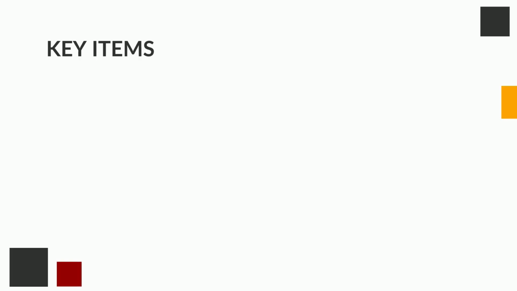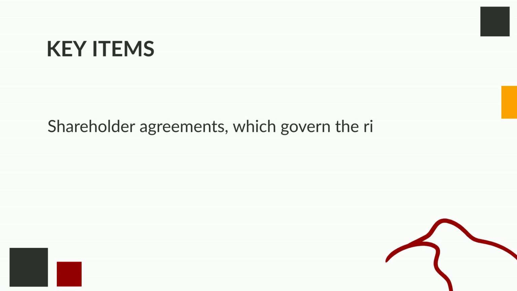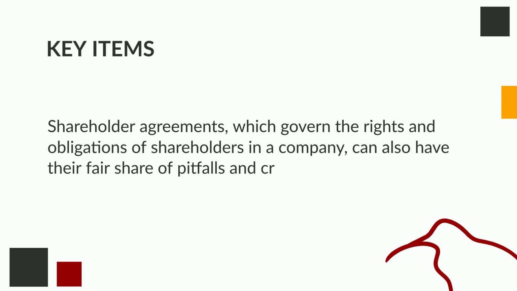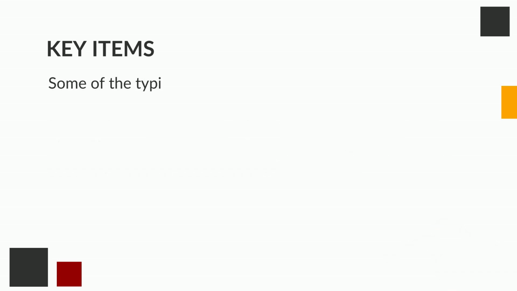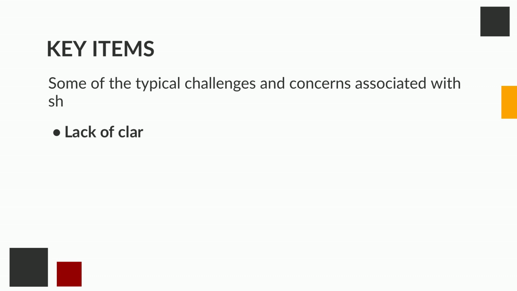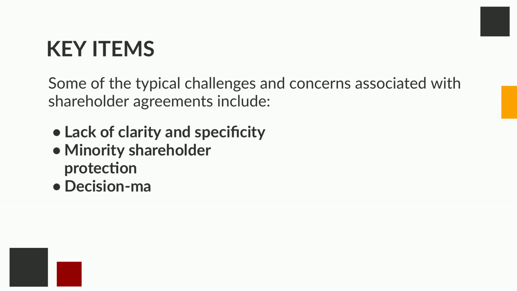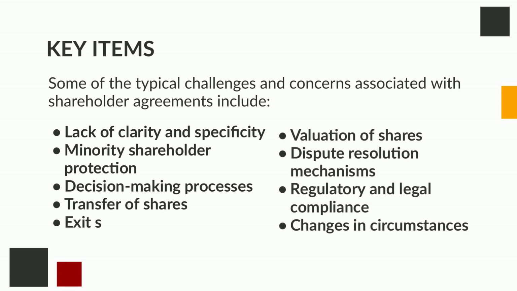Key items. Shareholder agreements, which govern the rights and obligations of shareholders in a company, can also have their fair share of pitfalls and critical issues. Some of the typical challenges and concerns associated with shareholder agreements include lack of clarity and specificity, minority shareholder protection, decision-making processes, transfer of shares, exit strategies, valuation of shares, dispute resolution mechanisms, regulatory and legal compliance, changes in circumstances.